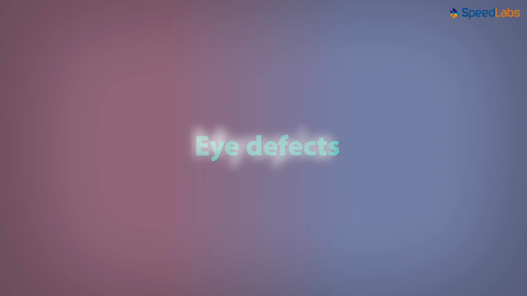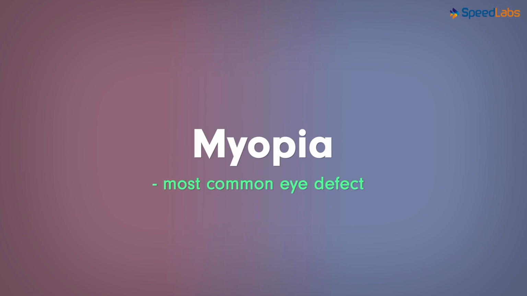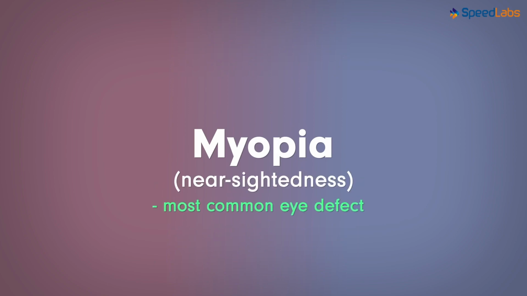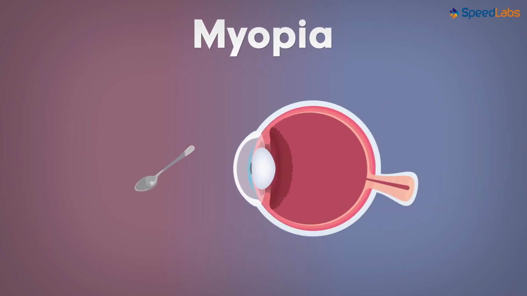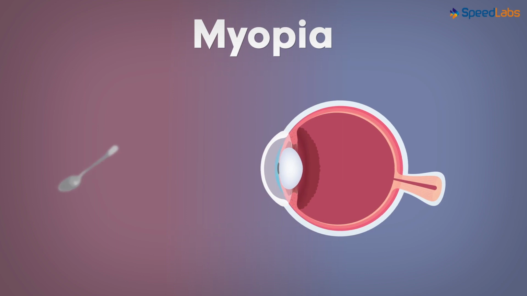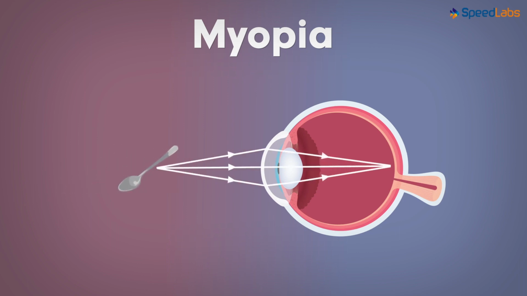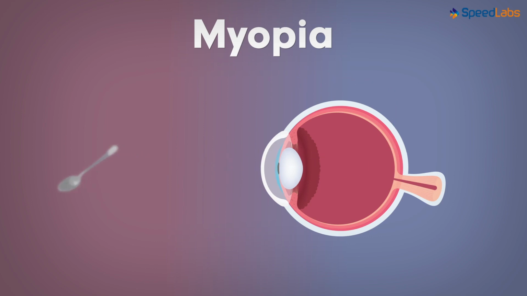Let's start with myopia first. It is one of the most common eye defects and it's also called nearsightedness. It's a condition of the eye in which the nearby objects are visible clearly, but the distant objects are blurry. How does the light propagate inside a myopic eye? Well, the light from the nearer objects travels in the usual way. It gets focused on the retina only.